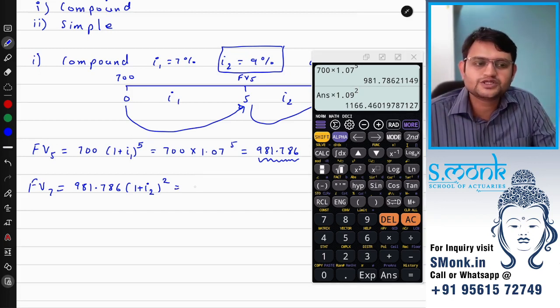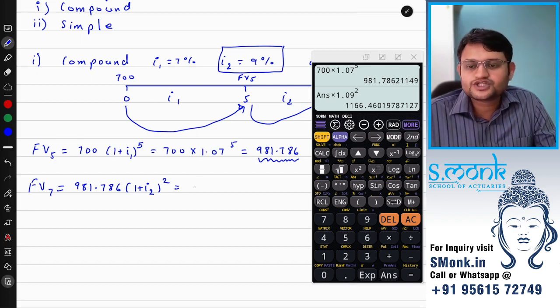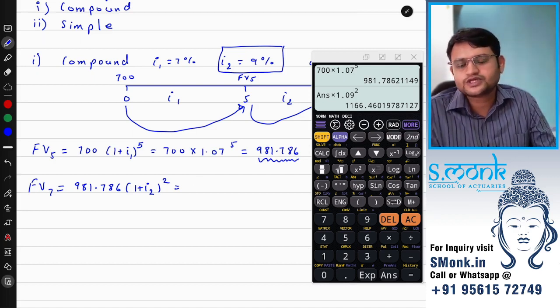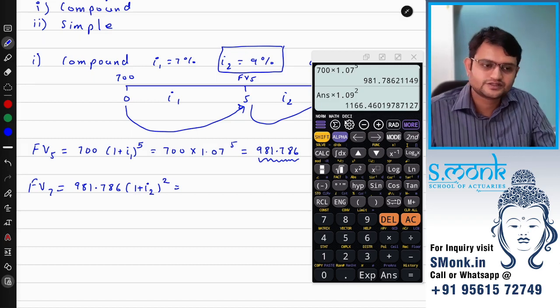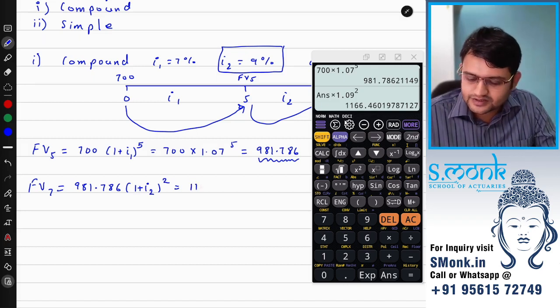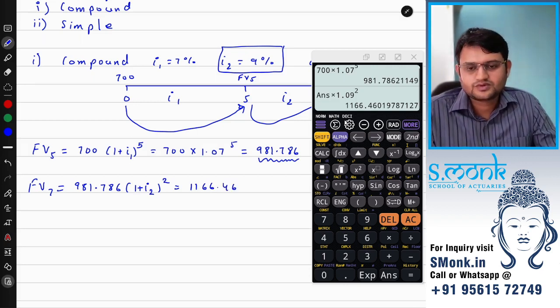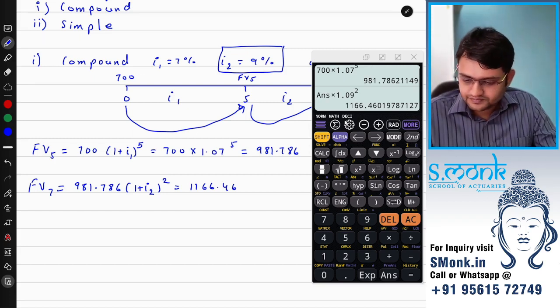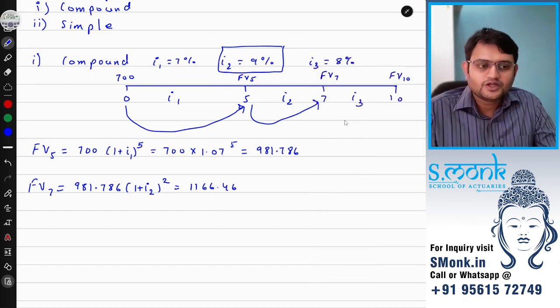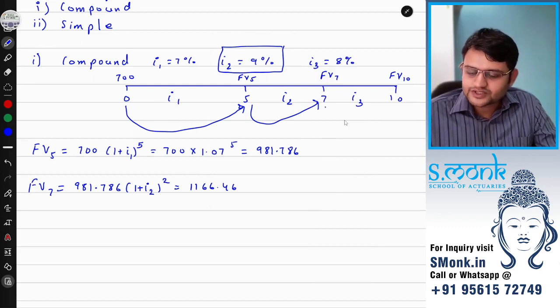You can only use just the previous answer. See, if now I use answer, it will use this 1166.46. It will not use this 981, because every time the answer changes. We'll always use the previous answer. Now that is the value that I have at time 7.